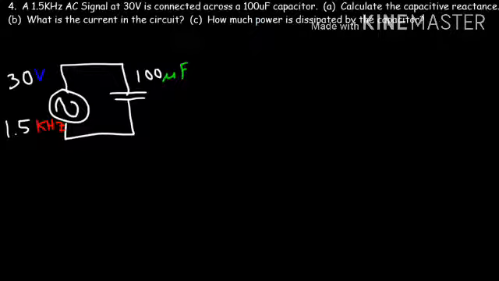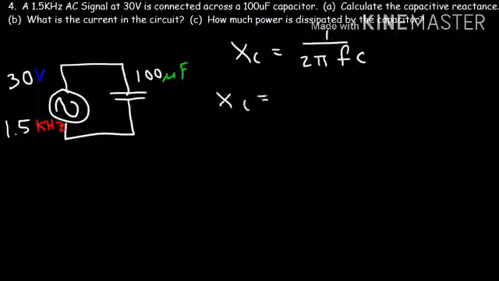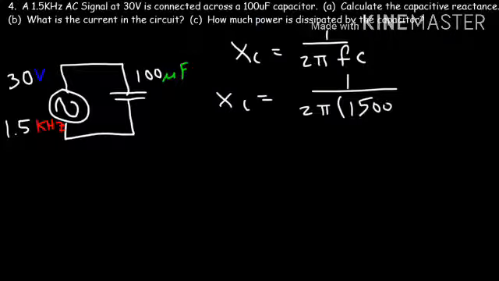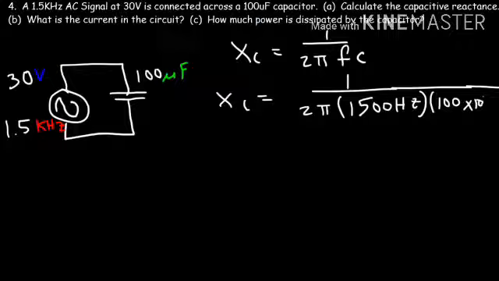So let's begin by calculating the capacitive reactance, which is Xc, and is equal to 1 divided by 2 pi Fc. So it's 1 over 2 pi times the frequency. 1.5 kilohertz is 1500 hertz. You got to multiply it by 1,000 to convert it to hertz. And 100 microfarads is basically 100 times 10 to the minus 6 farads.